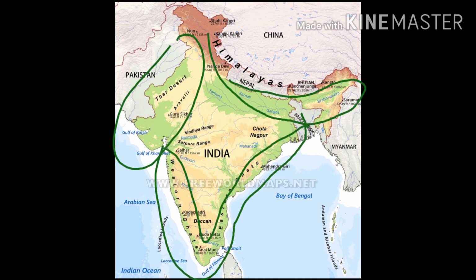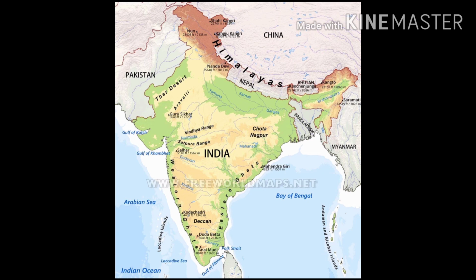So children, India can be divided into five main regions, that is northern mountains, northern plains, the Thar desert, the peninsular plateau, and the coastal plains and islands.